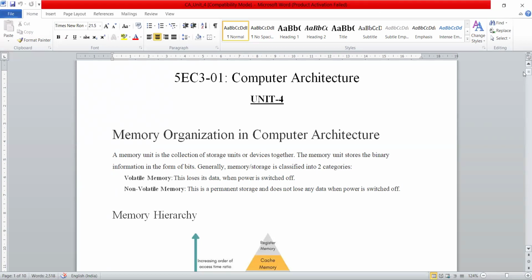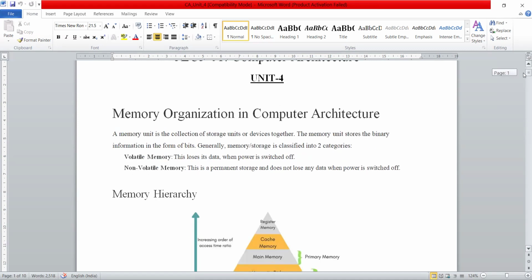First, I would like to introduce the term memory. As we all know what memory is, but still I would explain it in more technical terms. A memory unit is a collection of storage units or devices together. The memory unit stores the binary information in the form of bits. Generally, memory or storage is classified into two categories. First is volatile memory and the other one is non-volatile memory. This is permanent storage.